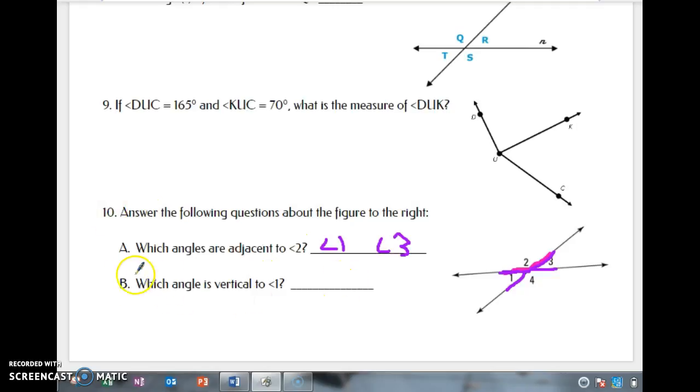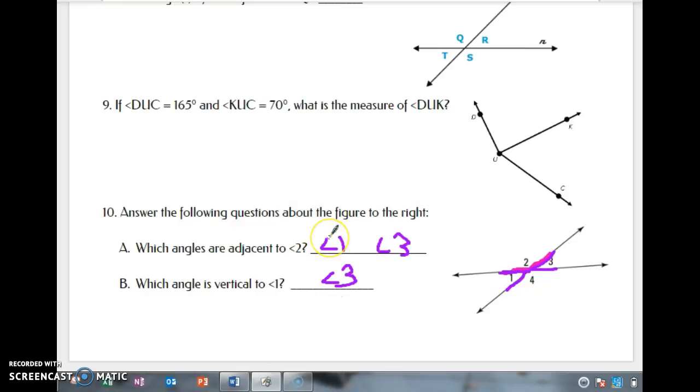Then it wants to know which angle is vertical to angle 1. Vertical means the opposite, and I've kind of already shown it there in purple. The angle that is vertical, or the exact same angle as angle 1, is angle 3.